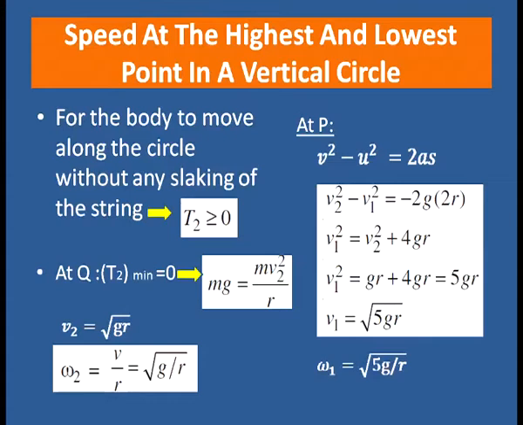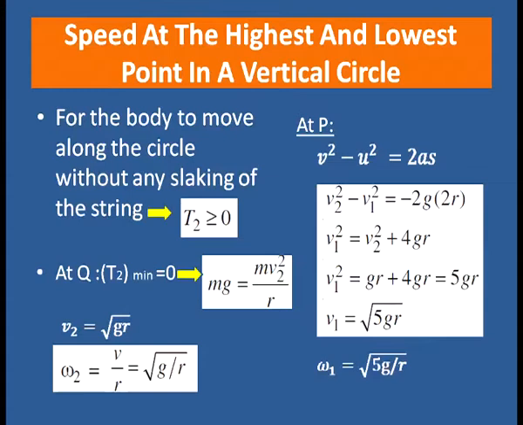At point P, if we find out the speed, here we put the equation of motion v square minus u square equal to 2as. So, v square, that is the final velocity, is v2. So, v2 square minus initial velocity v1 square equal to minus 2g into 2r.